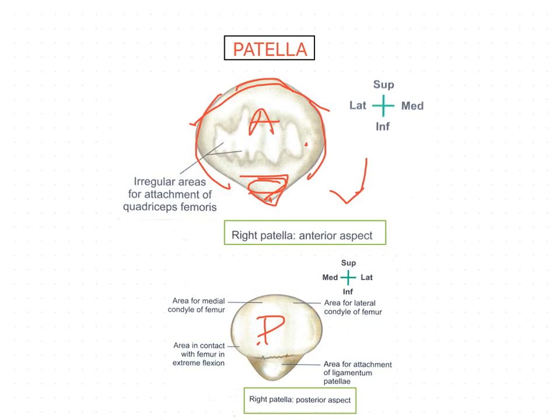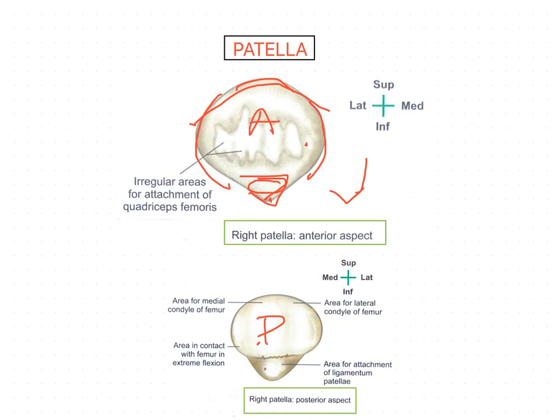Now on the posterior aspect, normally it has an area which gives an attachment to the ligamentum patellae. Okay. So we will see the attachments of the patella. Okay.